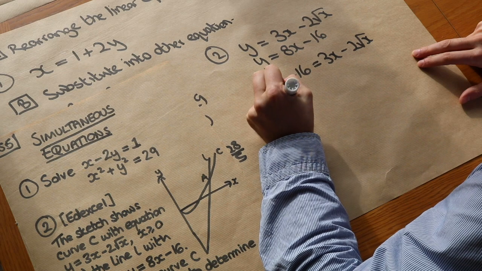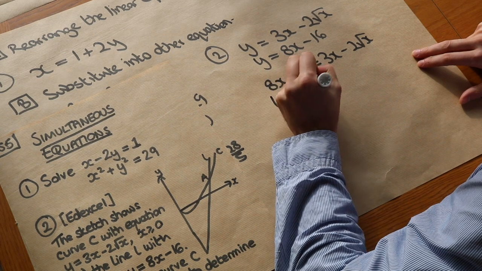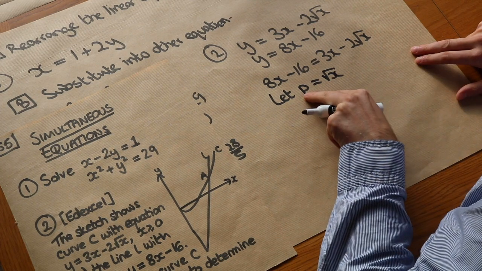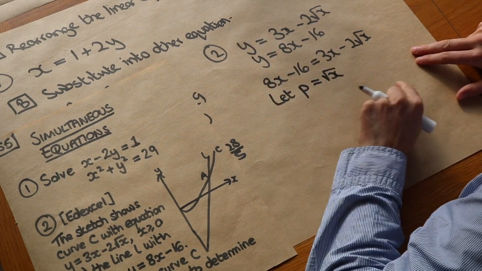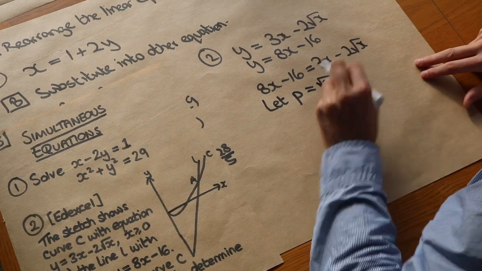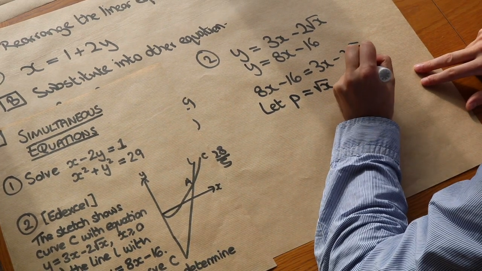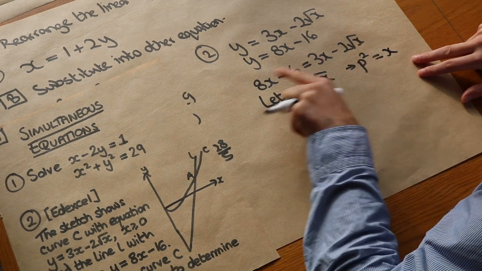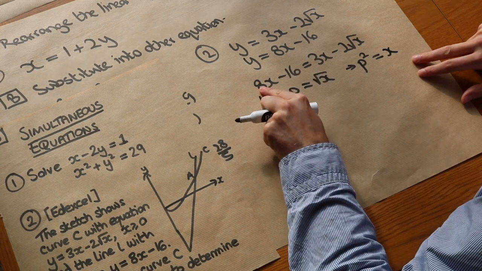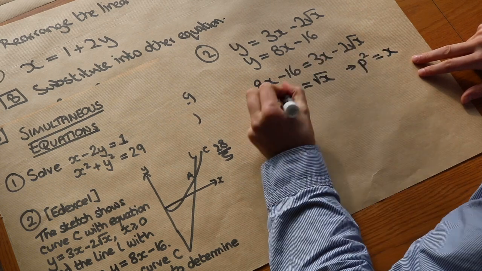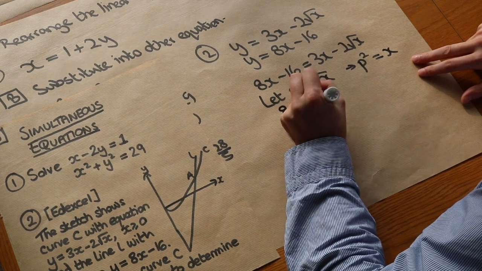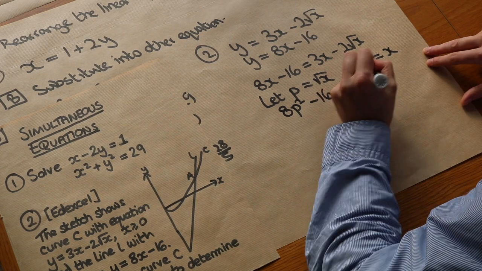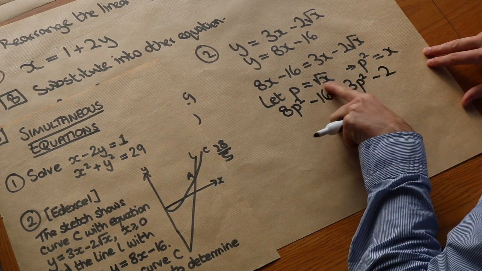So let's just say let p equal root x. I've just chosen a letter that's not y because we've already used y here. So if we then sub that in, we can see that if we did p squared, that would be that squared, which is just x. So now we can rewrite this in terms of p. So we've got 8x, so 8p squared minus 16 is equal to 3p squared minus 2, and root x we said was just p.